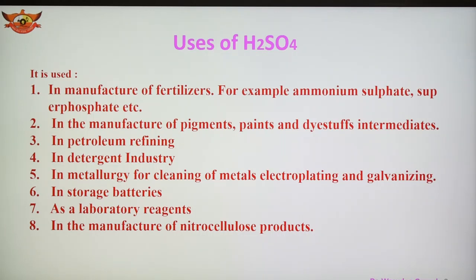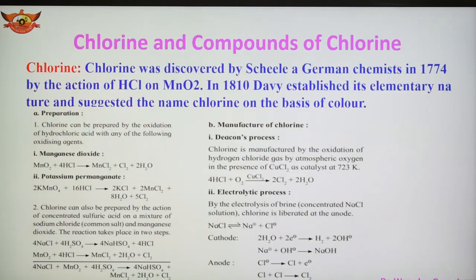And the next important compound. This is the first compound, called sulfuric acid. We have seen its preparation, physical and chemical properties, and these are the uses of sulfuric acid. The second important compound is chlorine, and a compound of chlorine is HCl, hydrogen chloride. So the second compound we are going to discuss here is chlorine.